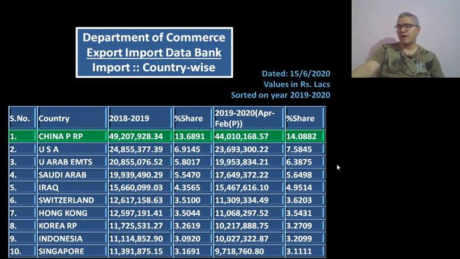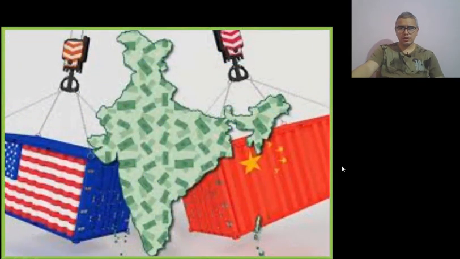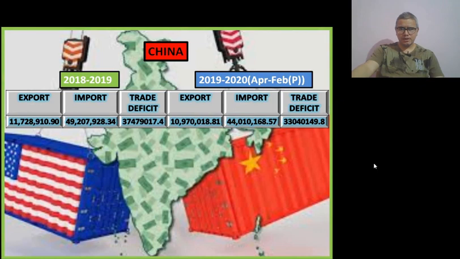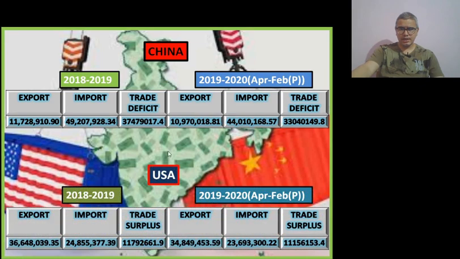It is not only one-way trade that is going on. There are two-way trades. Obviously, India is exporting less than whatever it is importing from China. Now let us compare the two countries, that is China and USA, and how India is related to these two countries.